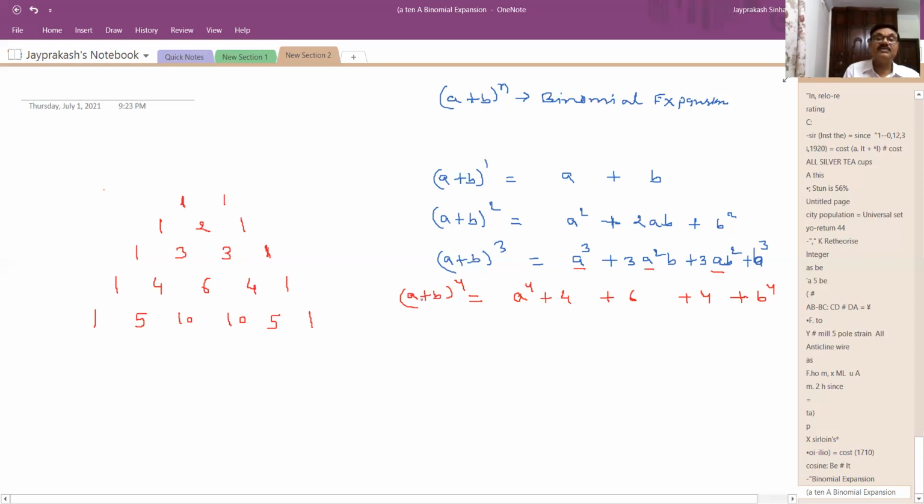Similarly, because this is the expansion of a plus b to the power 4, the first term will be a to the power 4, and the coefficient will be 1. It will be taken, and this triangle is called Pascal's triangle. This triangle is called Pascal's triangle.